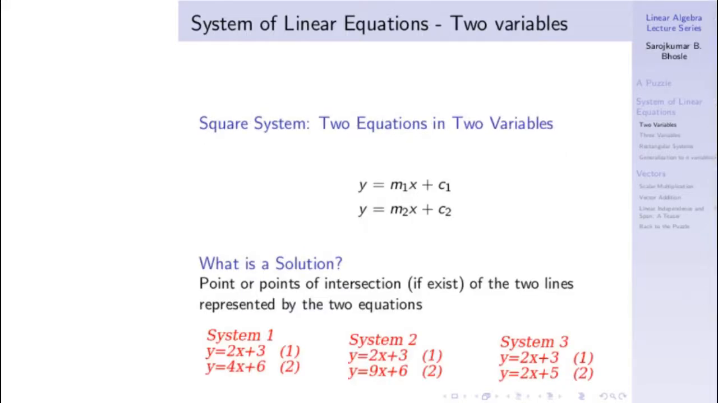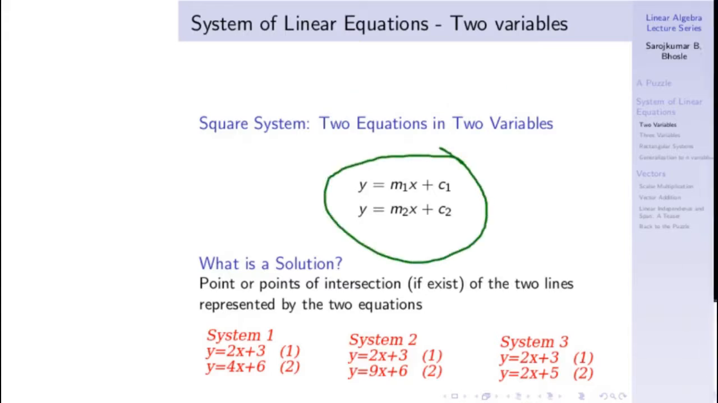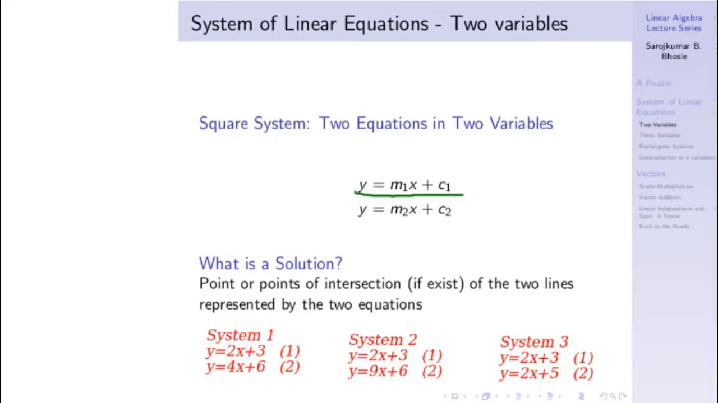Now coming to a system of two equations in two variables. This system is generally a square system. Square means it has the same number of equations and the same number of variables. We can write this system in this way. We have two equations: one equation is y is m1x plus c1, and the second equation is y is m2x plus c2, and the solution of this system can be found very easily. Now what is a solution? A solution is a point of intersection, or points of intersection, of these two lines if such points exist.